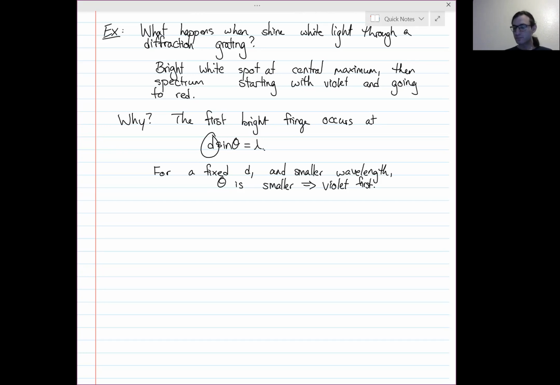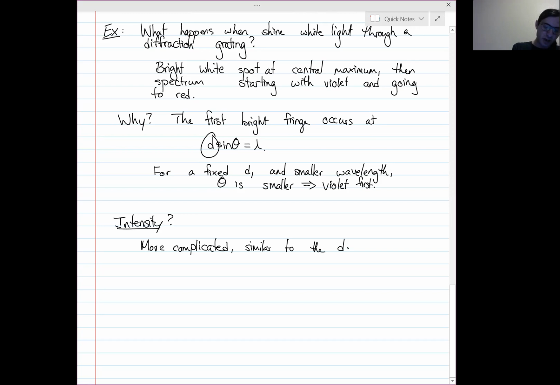Let's continue on. How do we describe the intensity for diffraction grating? Well, it's not complicated than a double slit, because you have a whole bunch of different sines with different arguments adding up. There's a lot of trig involved. But in principle, it's similar to the double slit. In fact, the double slit is just a special case of the multi-slit or the diffraction grating. It's just the simplest case.